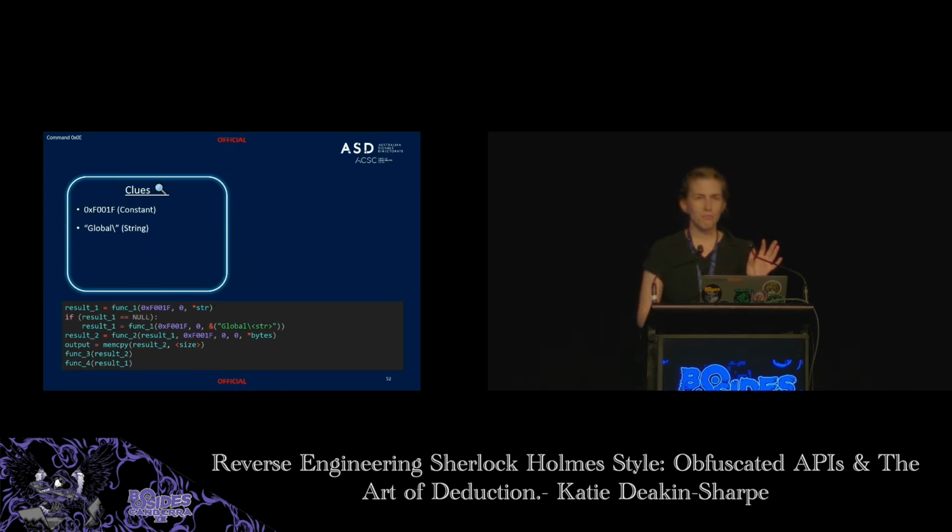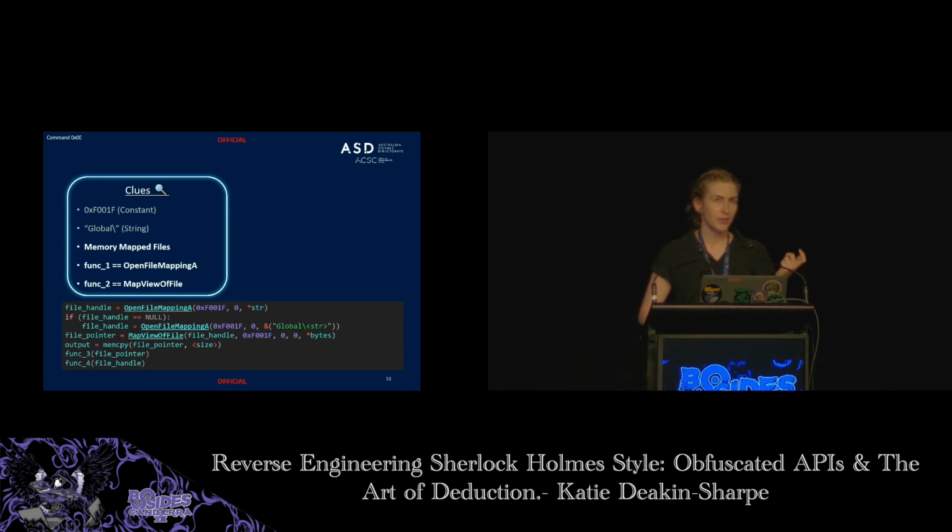So at this point, I'm feeling pretty good about these 2 answers. I'm going to update my code and update my list of clues. We're dealing with memory mapped files. Our first function is open file mapping A, and our second function is map viewer file.